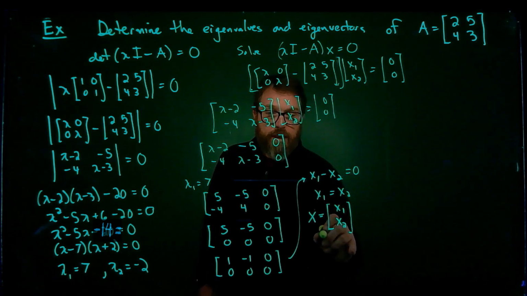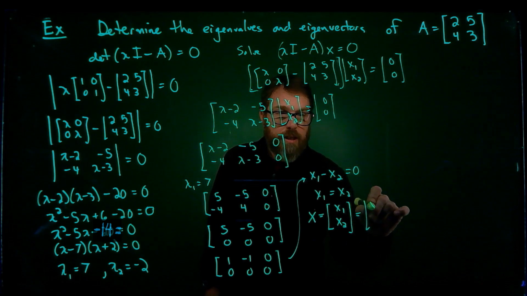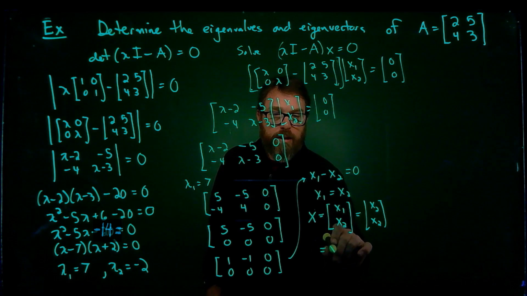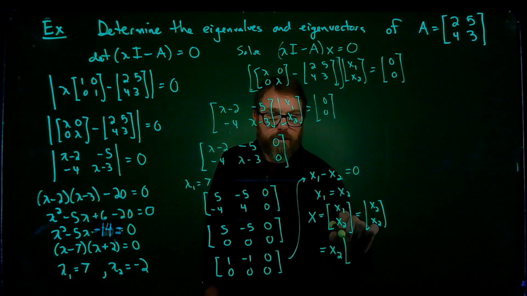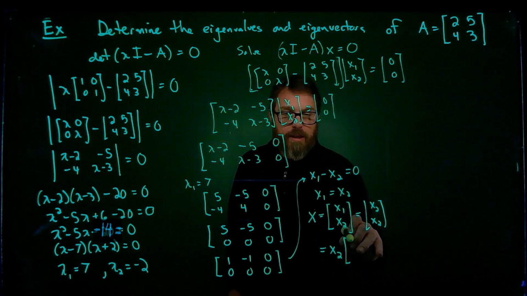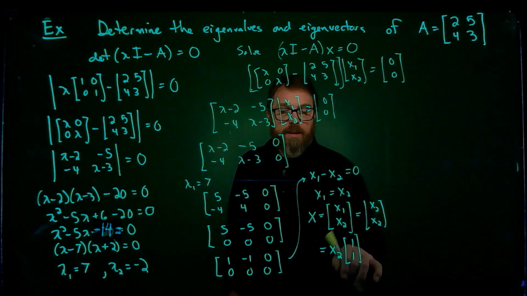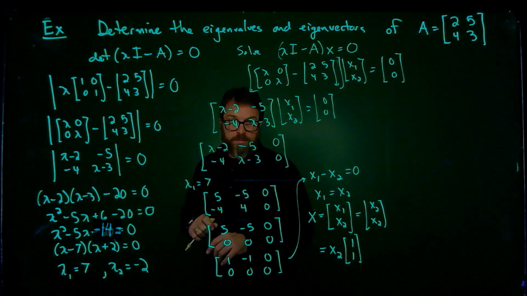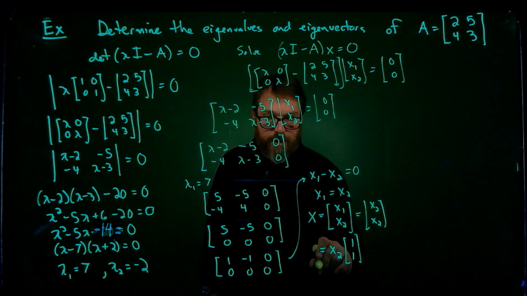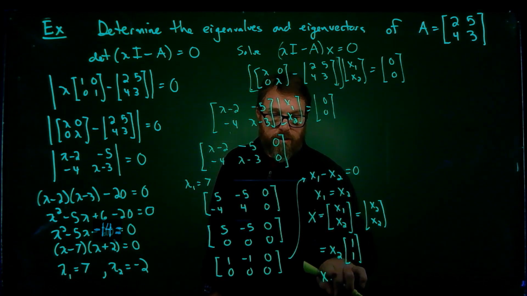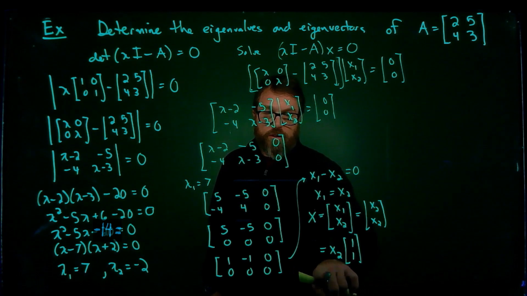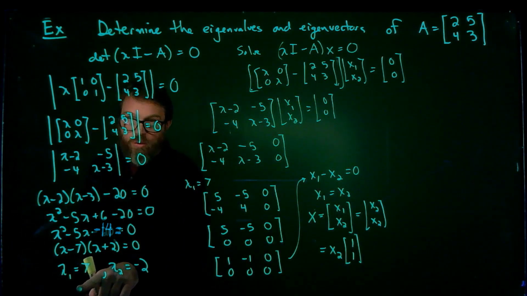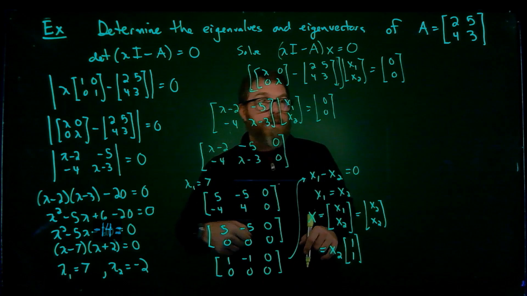Now x1 is equal to x2, so this is the same thing as x2, x2, or you can say x1, x1. And when I pull out that common factor, we're going to get 1, 1 here. So this 1 comma 1 is going to be our eigenvector. So we'll say that this is going to be x. So this is going to give us the vector 1, 1. And what does this one give us, the vector?